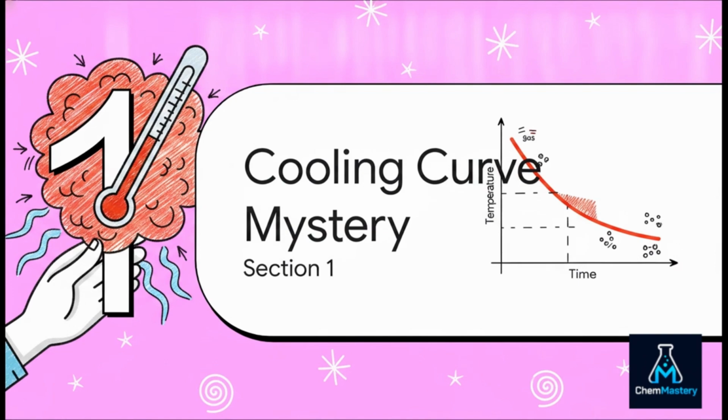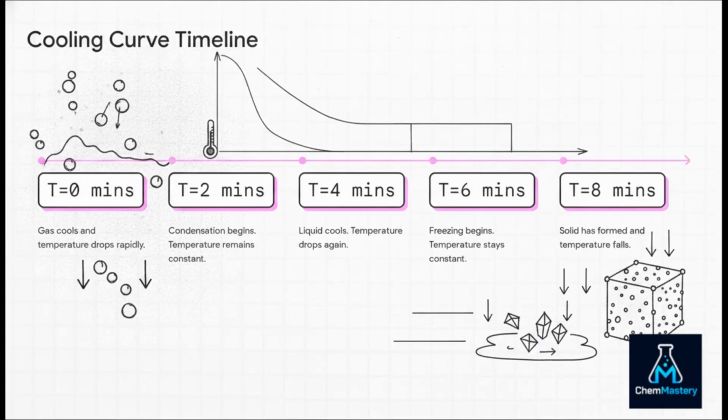Part 1. The cooling curve mystery. What's really interesting about this slide is how we actually map the shape of a cooling curve over time. Picture a thermometer in a hot swirling gas. As time ticks by, we pull heat away. Now look at the timeline here.